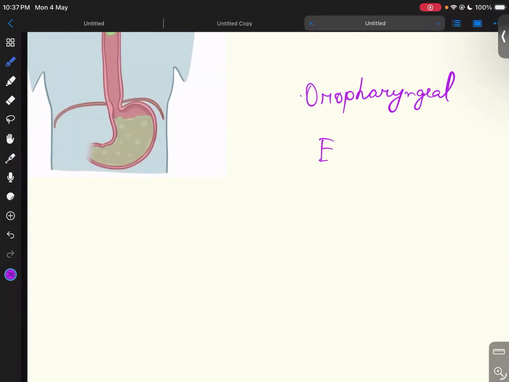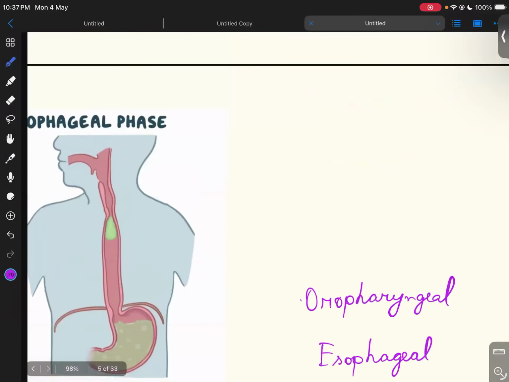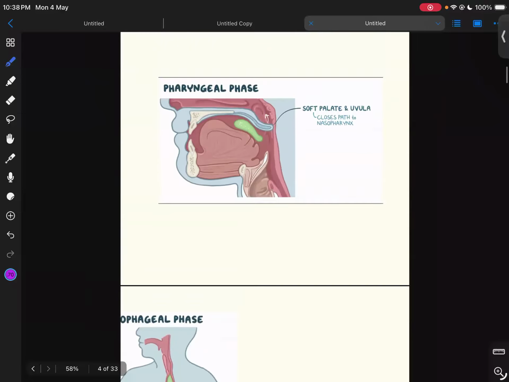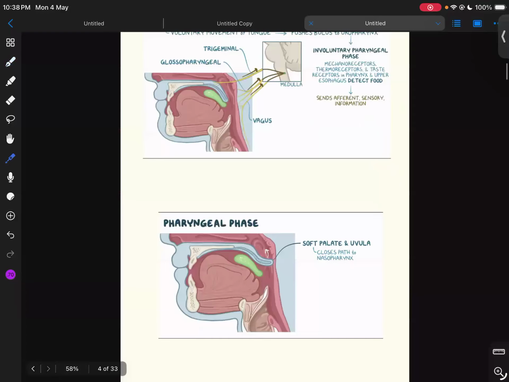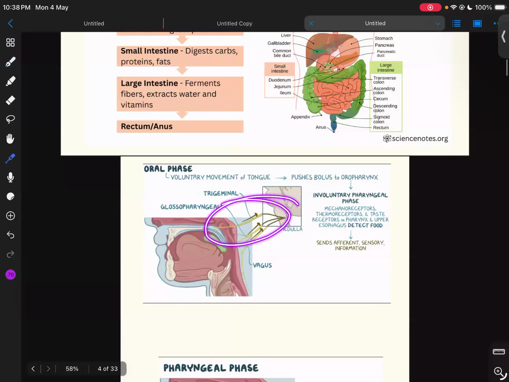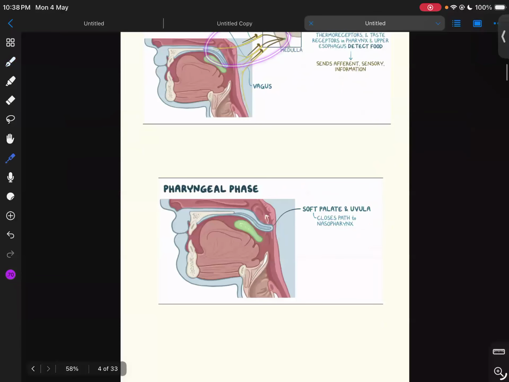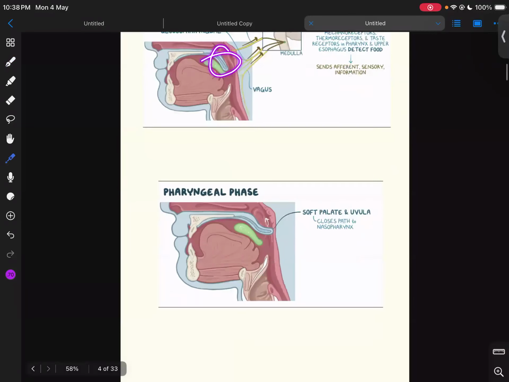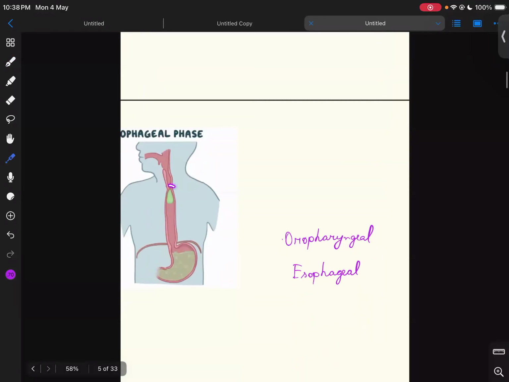Another one is esophageal. Oropharyngeal means there is some problem in this nerve signaling pathway or in the functioning of these muscles. So basically, all the neurological causes of dysphagia are oropharyngeal dysphagia. And esophageal dysphagia are of two types. Any question from any doctors?